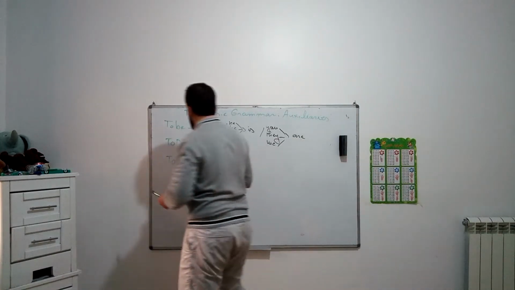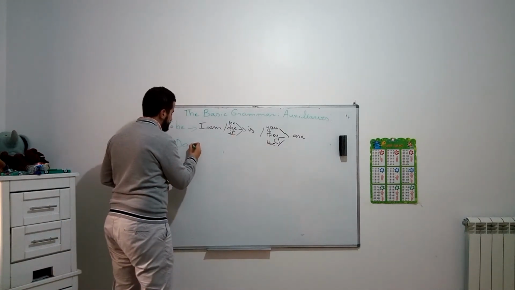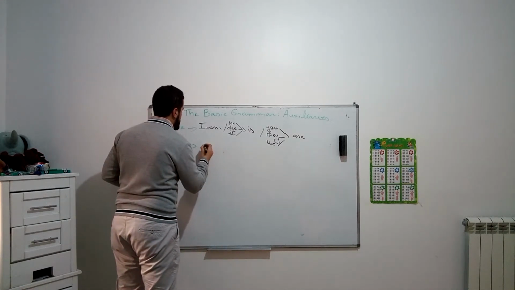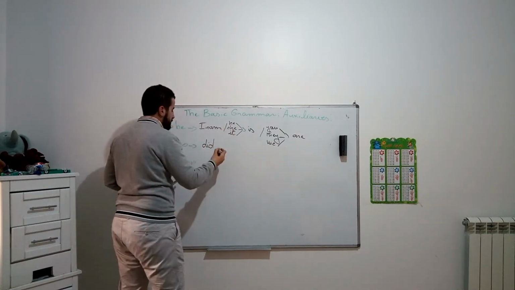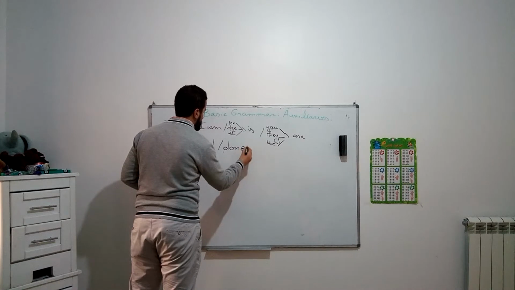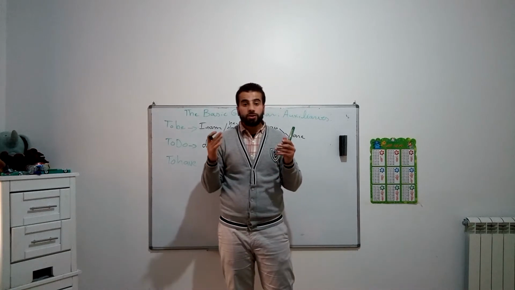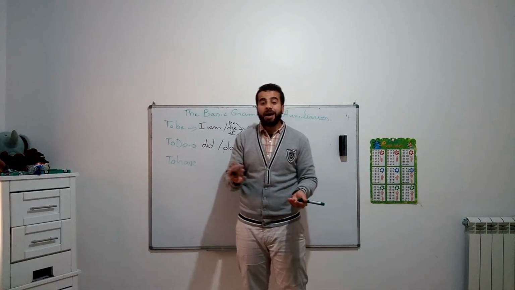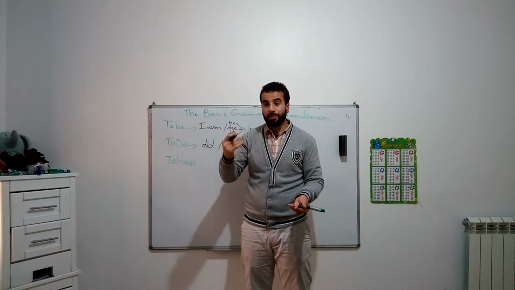Now we move to the next one. We have do. Do. We have did. Okay, did in the past, and we have done. Okay, did means to do something. I do play football. So this is a simple sentence. I did my homework, for example, yesterday. Did in the past.